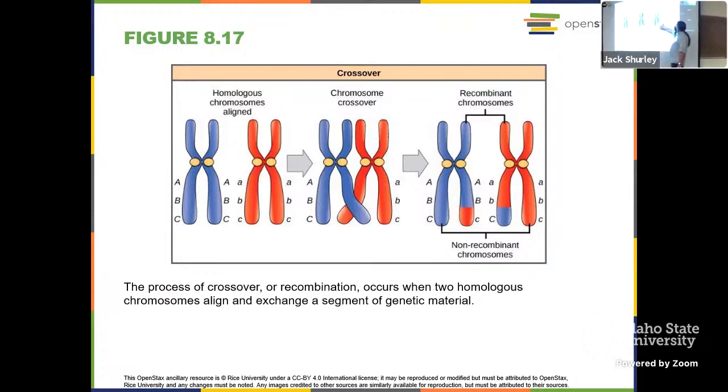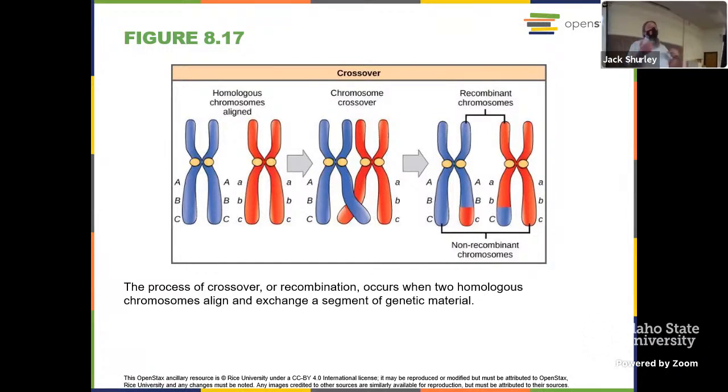And this crossing over event provides differences to these chromosomes that they didn't have before. Lots of blue, little bit of red, or vice versa, all right? The recombinants are the ones in the middle. The ones on the outside don't recombine. They're the non-recombinants. They're the same as we had started with, all right? So this provides variation, right?